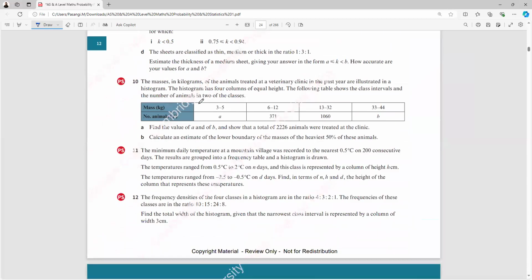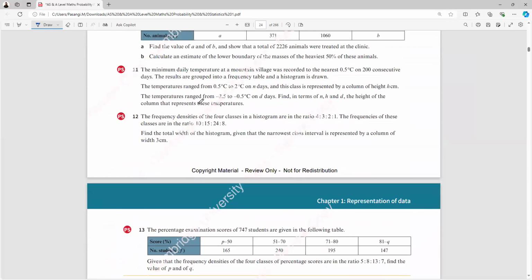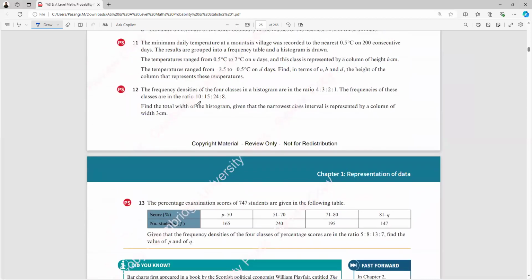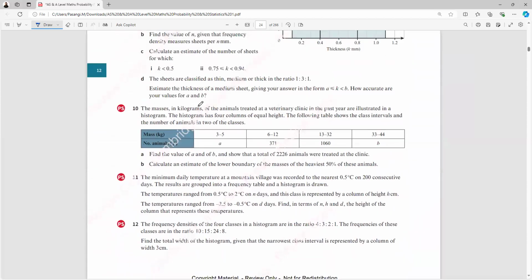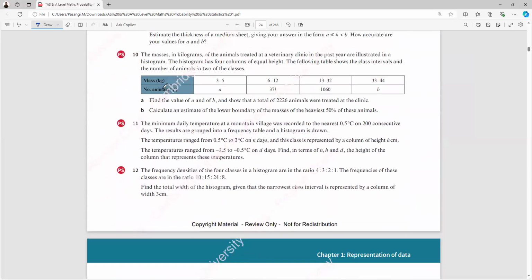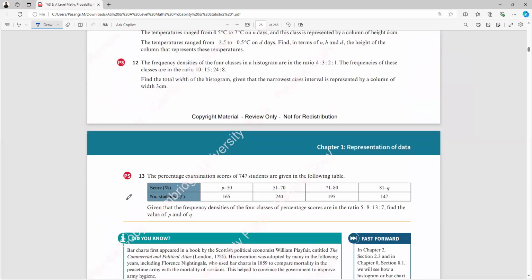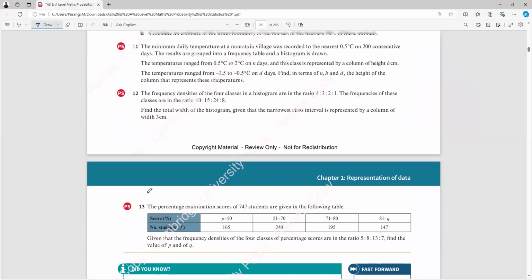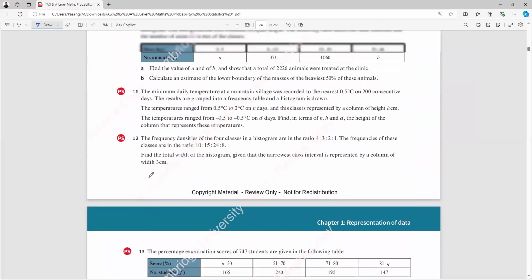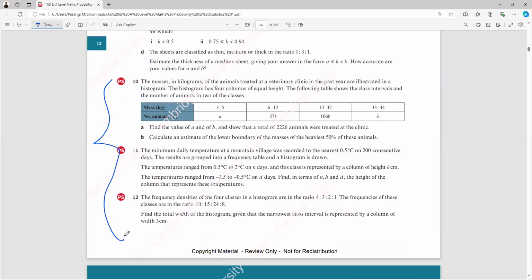Okay. Then Exercise 1.1. We'll do only the frequency tables questions. We'll do only the last four questions, the practice questions 10, 11, 12, and 13. Only those four.